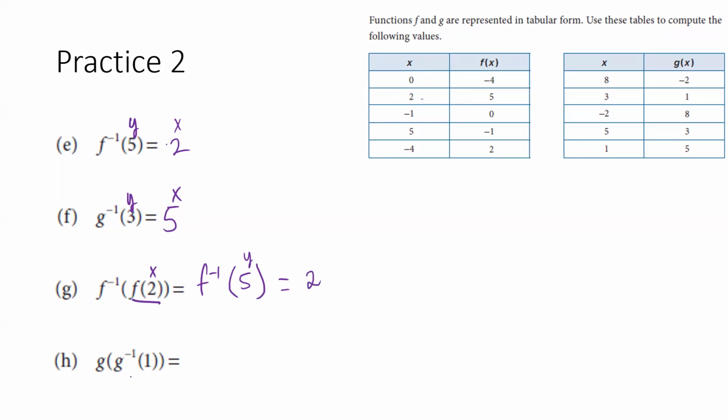Okay, G inverse. So that means I'm going to start at y first for 1. So I go to G, go to 1, get 3. So now this becomes G of 3. G of 3 means I'm just going to go to G, start at x, go to 3, and I end at 1. And ta-da, using tables to compute.